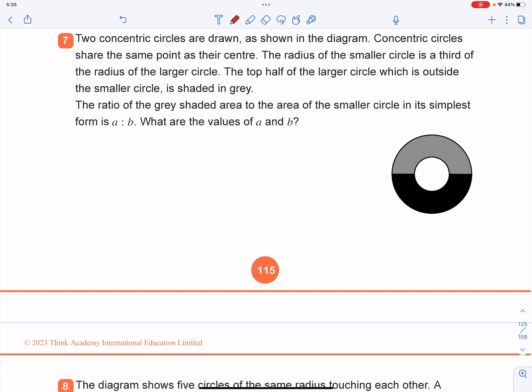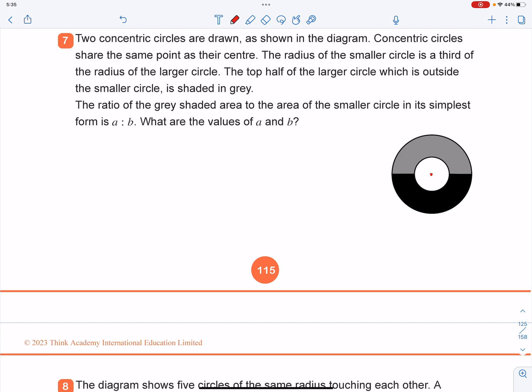Basic exercise question number 7 of lesson 5. Two concentric circles are joined as shown in the diagram. Concentric circles share the same point as their center, so this will be the same point. The radius of the smaller circle is a third of the radius of the larger circle.